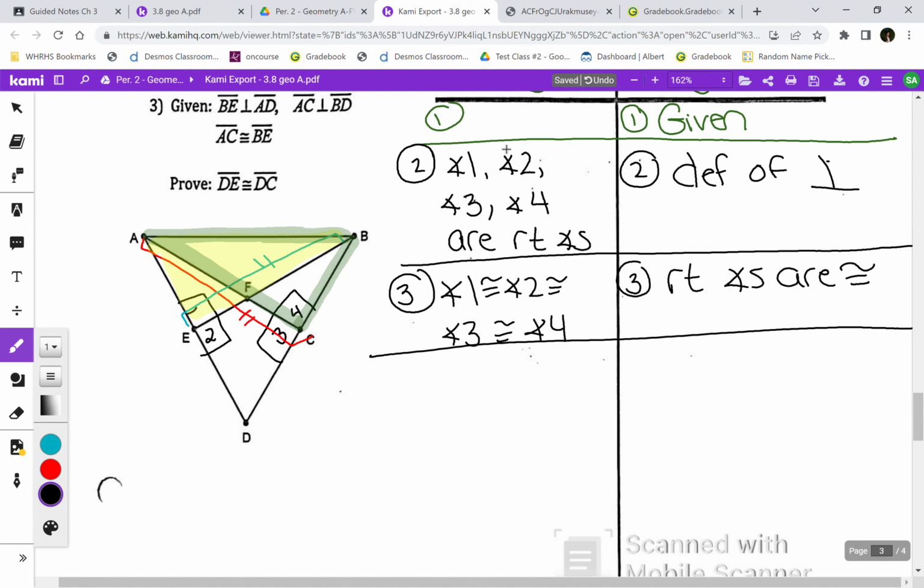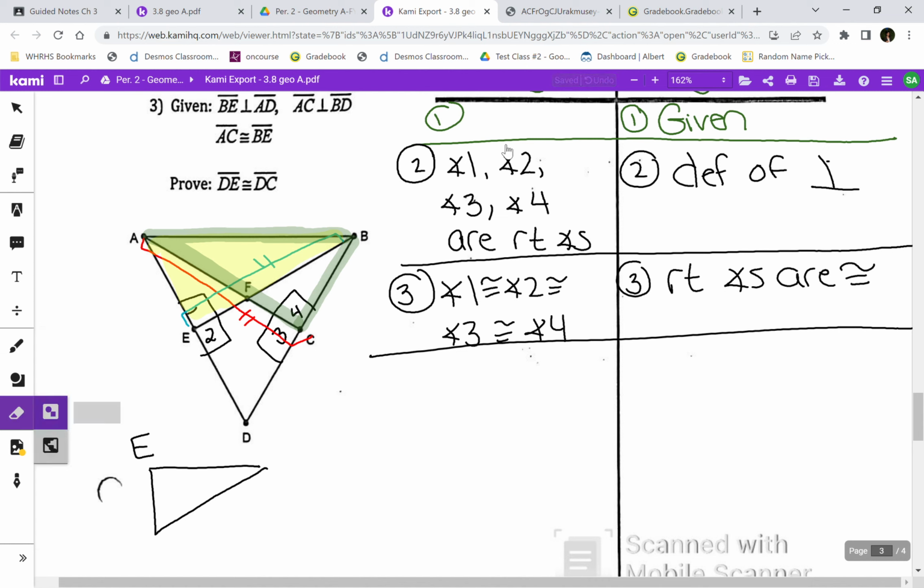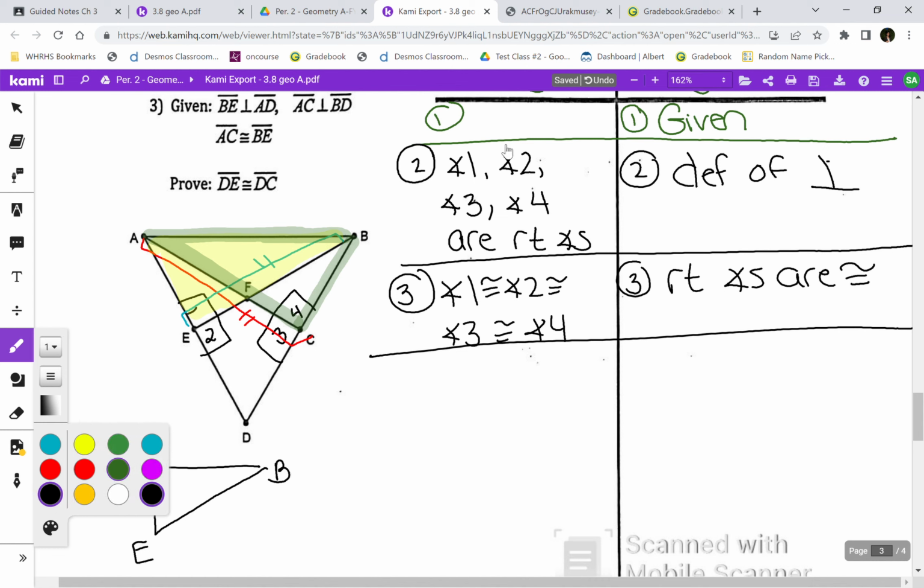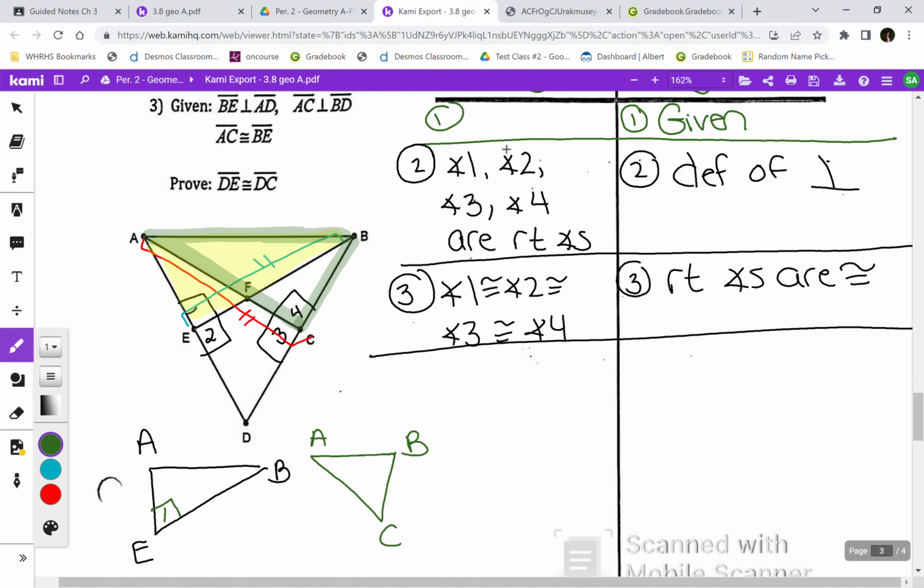All right, let's redraw these overlapping ones. AEB and BAC. I have angle 1 right here is a right angle, angle 4 right here is a right angle. We were told that EB is congruent to AC. So I already have an angle and a side. Does anybody see what else we can state? Mia. AB reflexive, you got it.